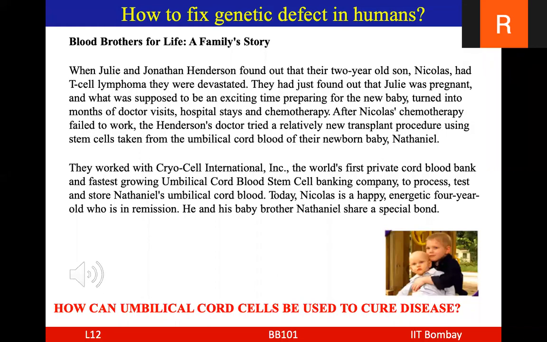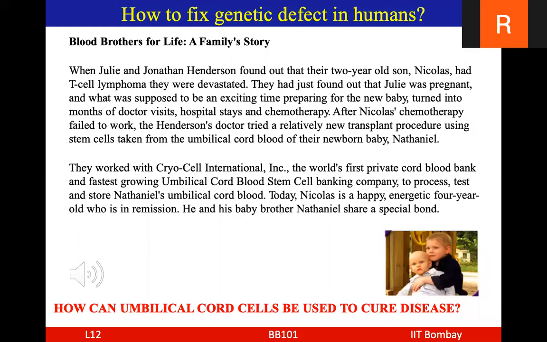They had just found out that Julie was pregnant, and what was supposed to be an exciting time preparing for the new baby turned into months of doctor visits, hospital stays, and chemotherapy. After Nicholas' chemotherapy failed to work, the Henderson doctors tried a relatively new transplant procedure using stem cells taken from the umbilical cord blood of their newborn baby, Nathan. So basically, the mother was expecting Nathan at the same time Nicholas was diagnosed with cancer.